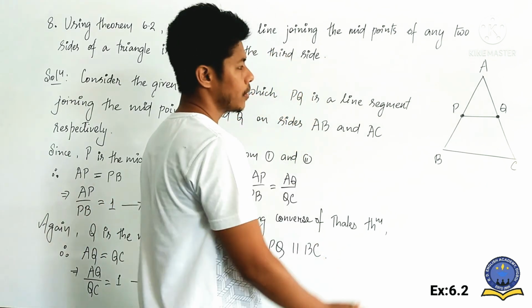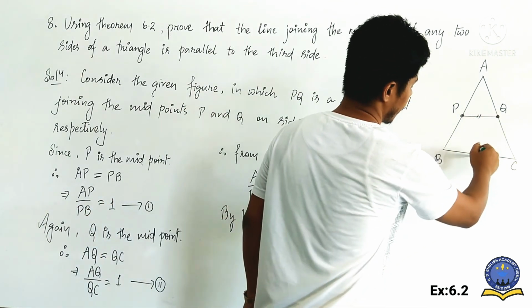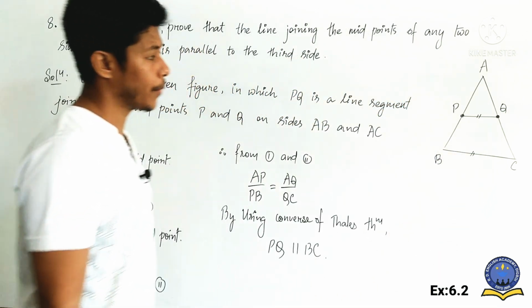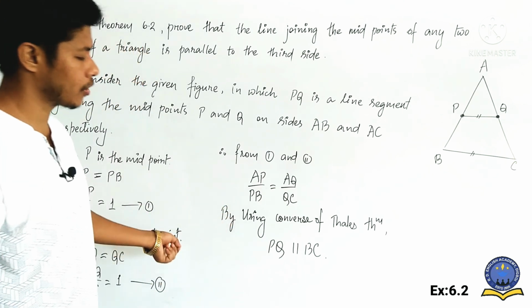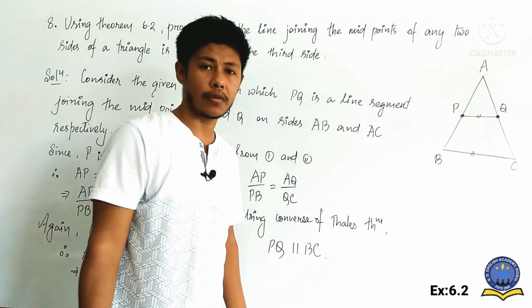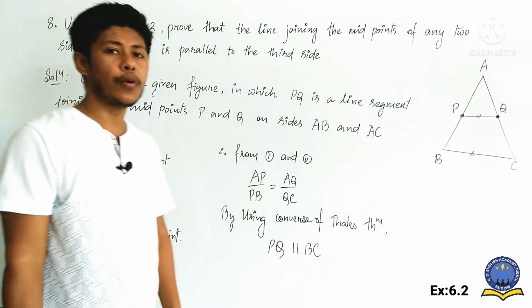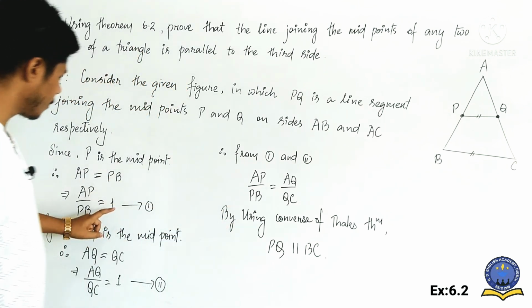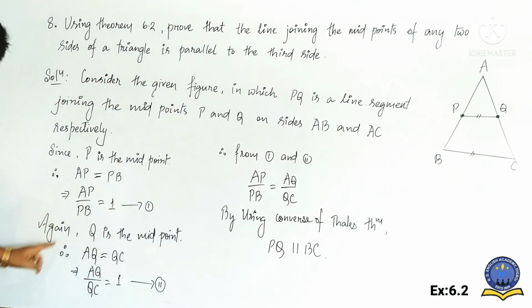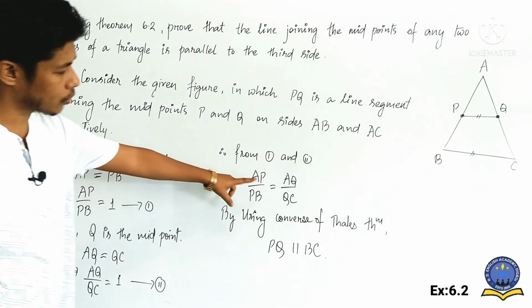Isn't it? That means these two are parallel here. Is it clear? If these two are parallel, then our proof is complete. With the help of this converse theorem, we prove this. Is it clear? I hope all of you understood. If I repeat one more time, from equation 1 and equation 2, their ratios are equal. So AP by PB equal to AQ by QC we write.